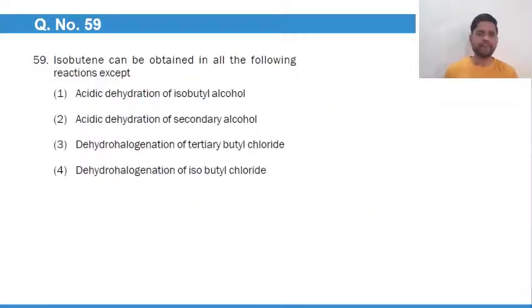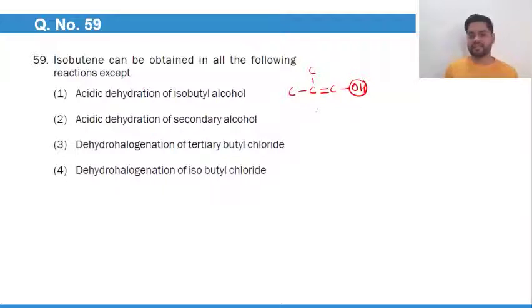59. Isobutylene can be obtained in all the following reactions except acidic dehydration of isobutyl alcohol. So what is isobutyl alcohol? This is isobutyl alcohol, right? So OH will go from here and a bond will be created over here. So this is isobutylene. That means we can prepare isobutylene from acidic dehydration of isobutyl alcohol.